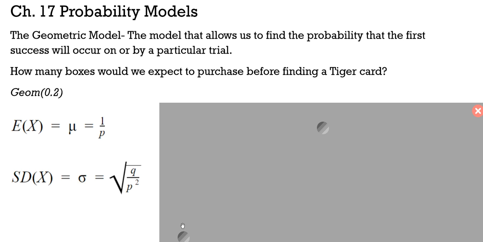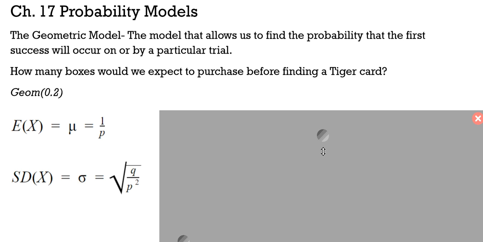Now we could get to the math. I think in the book, they have these things called math boxes where they actually derive all these formulas. There's nothing really that important for you to see in the derivation of it. But if you wanted to find the expected value, like by what trial would we expect, we take the probability 1 and divide that by the probability of success. So in our case here, how many boxes would we expect to purchase before finding a Tiger card? Well, okay, here it is.